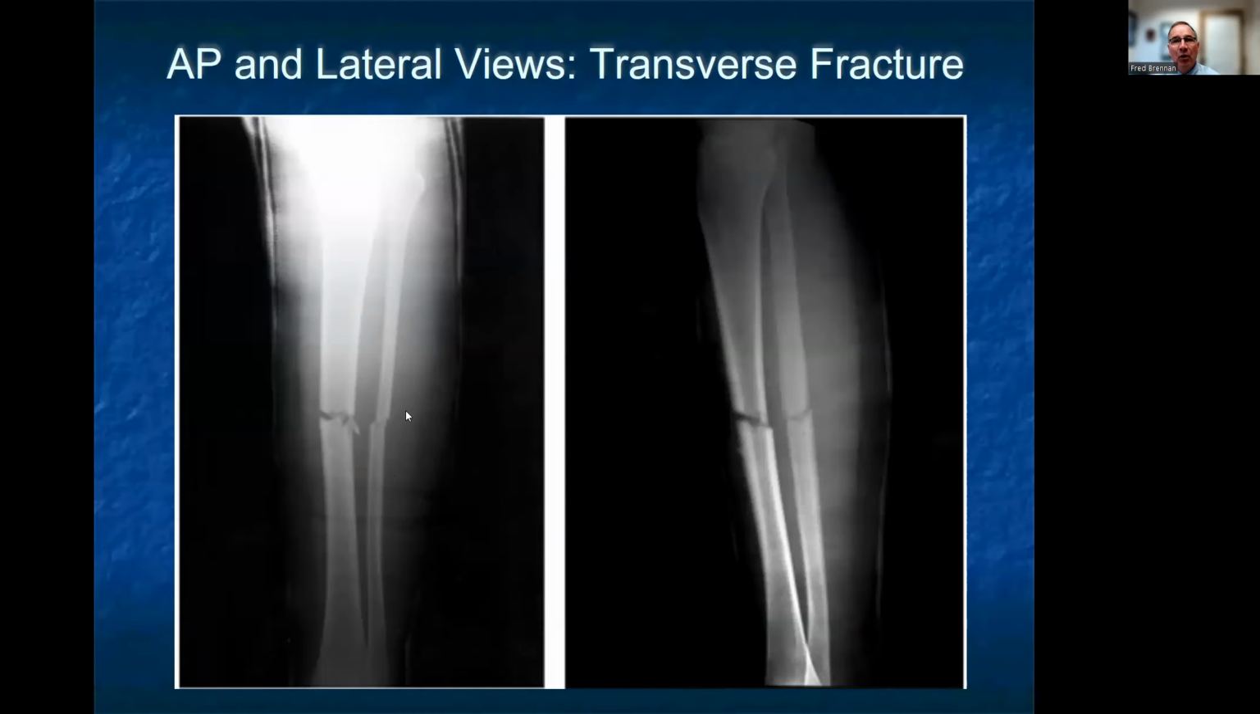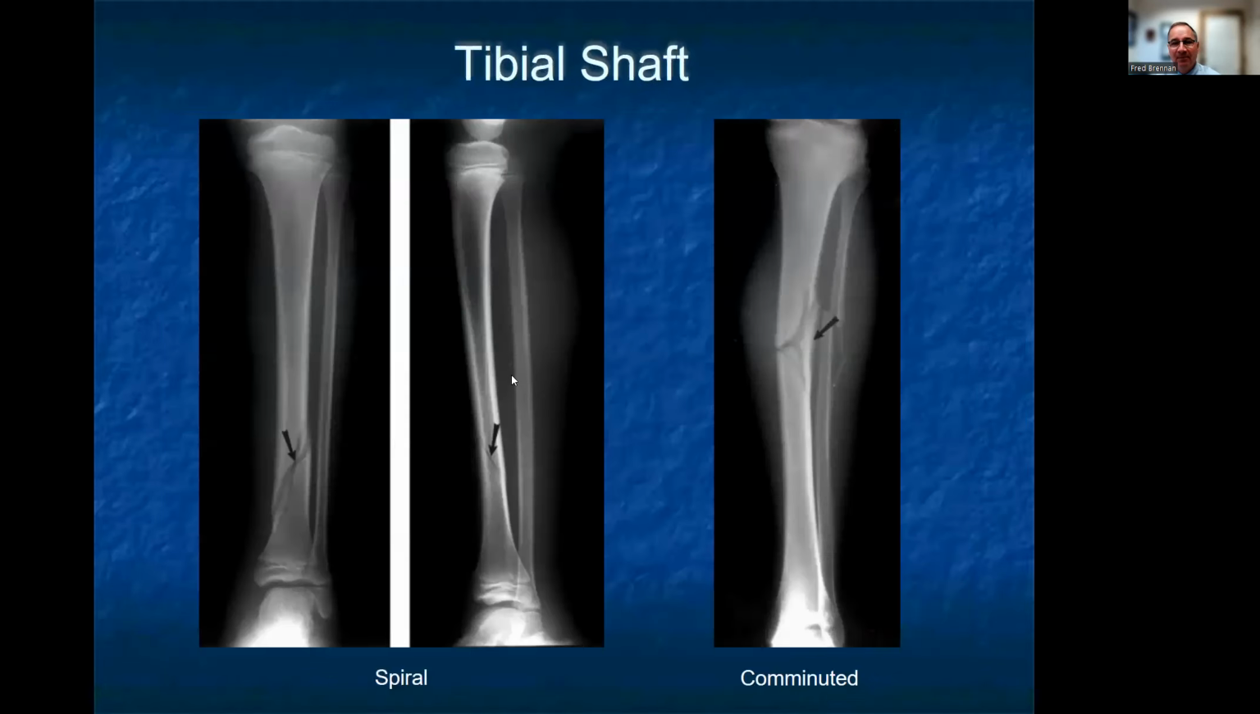I actually had one of these fractures myself, an isolated fibular fracture, where I got hit by an opposing football player. His helmet hit me right in the mid-shaft of the fibula, and I didn't know it was broken for about 3 weeks. It hurt, but it wasn't until I eventually went to the emergency room on a cold, rainy day and realized that this was more than just a contusion.